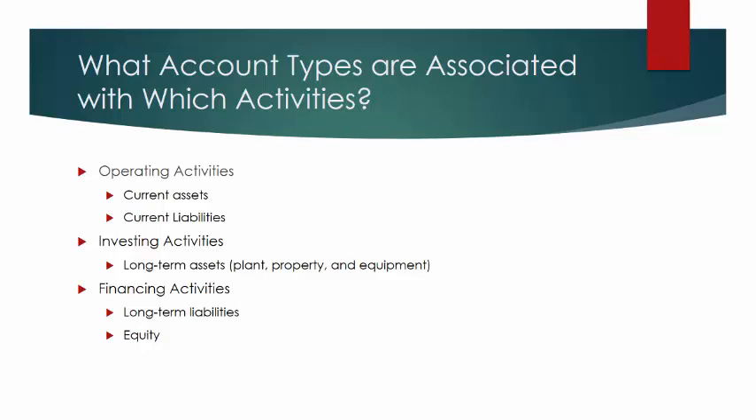So if you ever stumble on where to put an item into your statement of cash flows, your best thing to do is think, where would I put this on my classified balance sheet? What would I classify this as? And then this is the guide to what section that item has to be reported in.